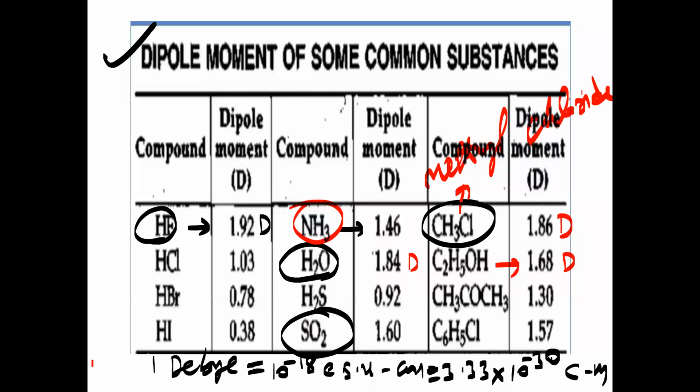Here 1 D means what? 1 Debye is equal to 10 power minus 18 ESU into centimeters, or 3.33 into 10 to the power of minus 30 coulomb into meter.